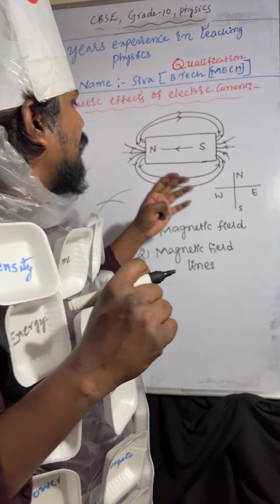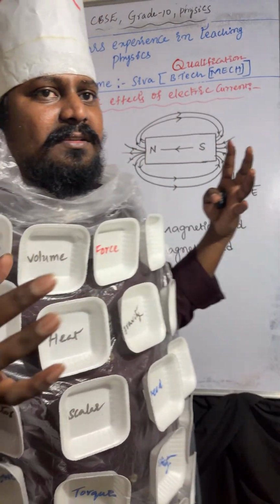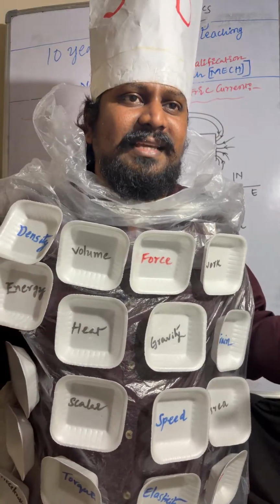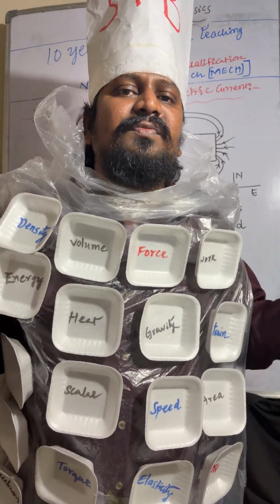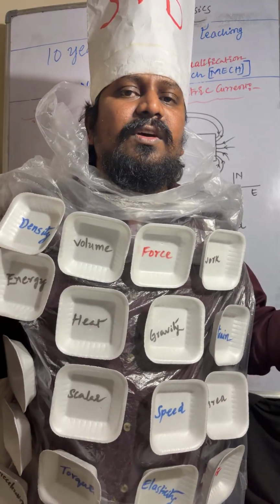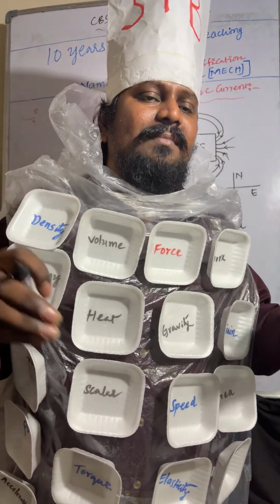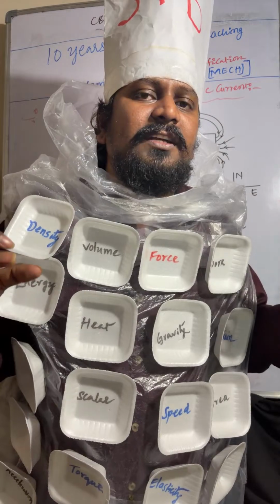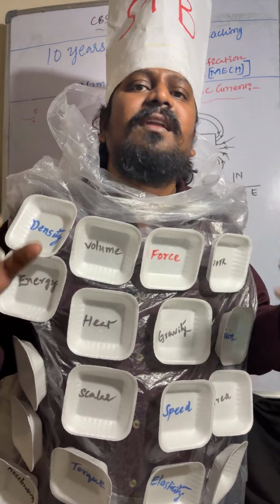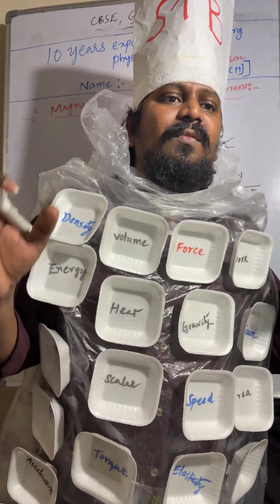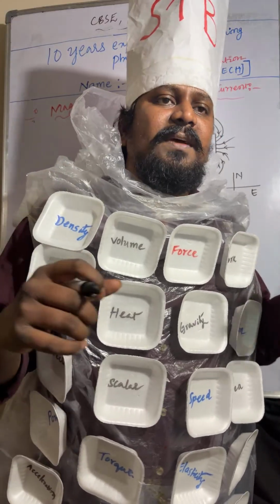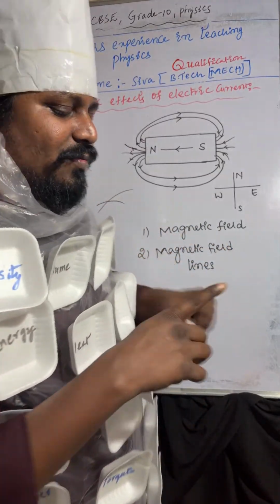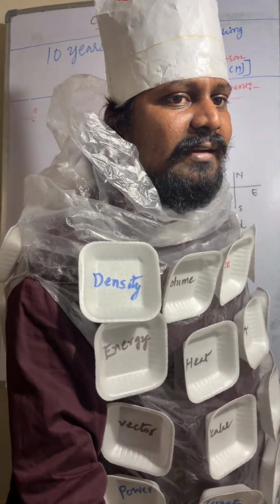So our point is, if two magnetic field lines intersect, what happens? At one point, the compass should show two directions, which is not possible. At a time, the compass will show only one direction, that is north and south. And one more point I will tell, after that you will get clarity on it.